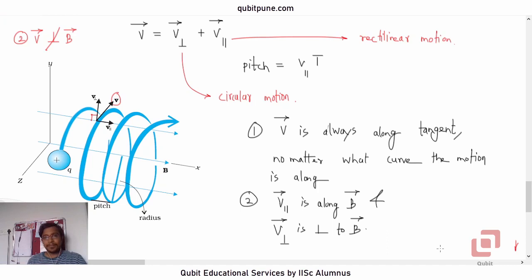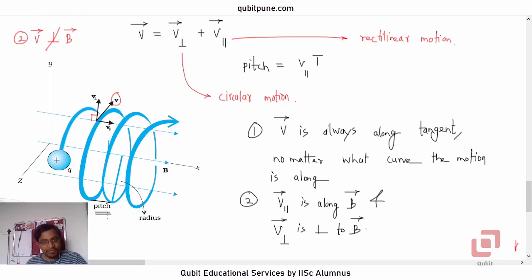Clear? Now, when our particle completes a circle in the hypothetical case where V parallel is 0, during that time in the actual case it gets an opportunity to travel in the direction of the magnetic field, if it is a positively charged particle. By how much? By an amount which is called the pitch.